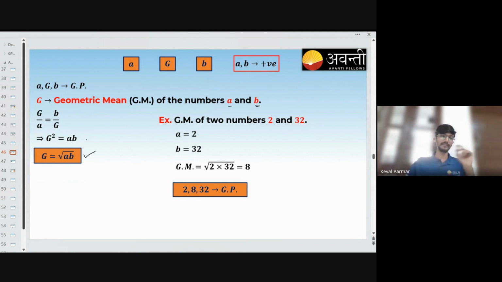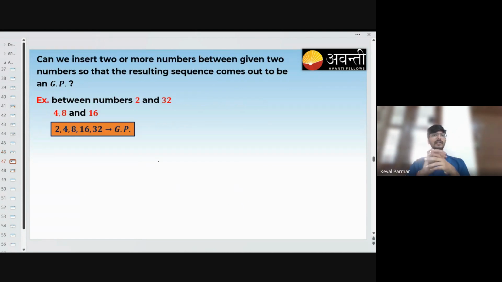So let's say for example, I have two numbers 2 and 32. So a is 2, b is 32. So what is the GM? It will be under root of 2 into 32, which is 64. Under root of 64 is 8. And you can see 2, 8 and 32 are in GP. Very easy to understand. Same question comes here.